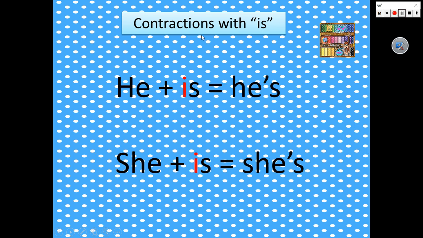You can also make contractions with the word is. So, for example, he plus is equals he's. You take out that first vowel, which is the I, and of course we never take anything out of the first word. We just leave it the same. Okay, and we put the apostrophe where the I used to be. Same for she is. Take out the I, put the apostrophe where the I used to be, and you can see the word she stays the same. The first word does not change.